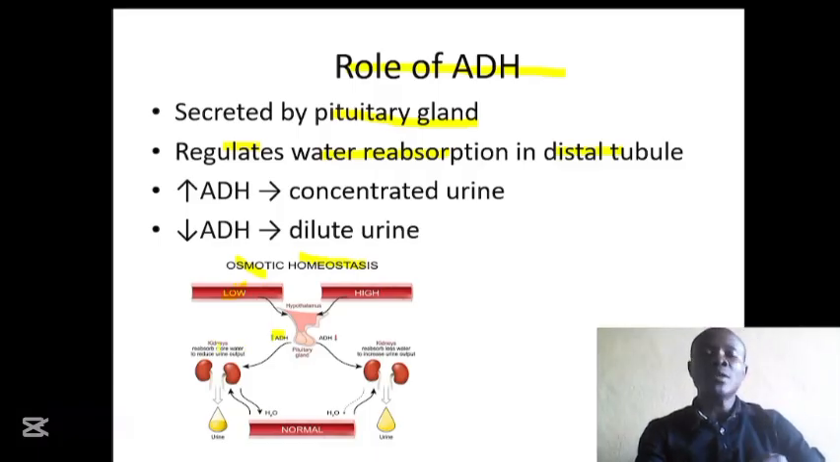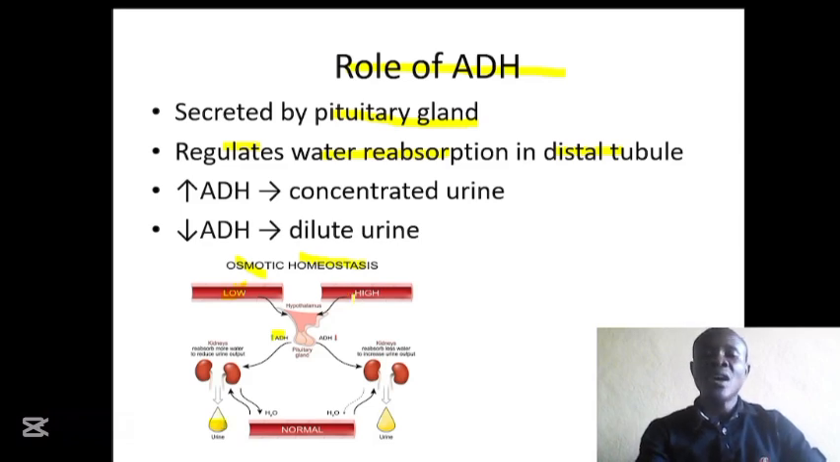As more water is being absorbed from the collecting duct and distal convoluted tubule into the blood vessel, the output of the urine will reduce. That means the volume of the urine will reduce, and the urine that will be secreted will be concentrated. That means it has just a little amount of water and more of solute.